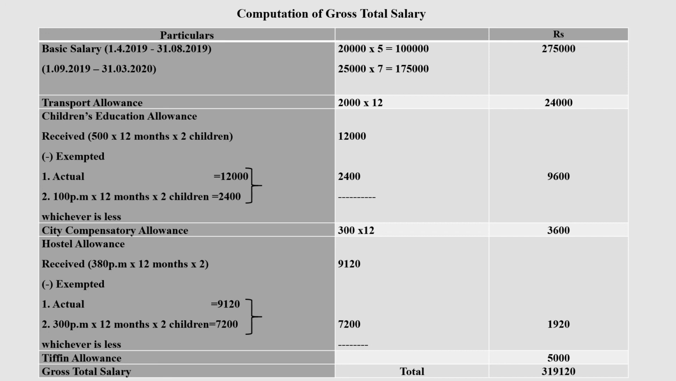Then you have tiffin allowance. Tiffin allowance, whatever he is using, amount is fully taxable. So even if he's used a lesser amount for taking his tiffin, whatever he is receiving, tiffin allowance is fully taxable, just like lunch allowance. So you take the entire 5,000 amount to the outer column. Now you add the entire outer column, you will get the gross total salary, which in this case is 3,19,120.